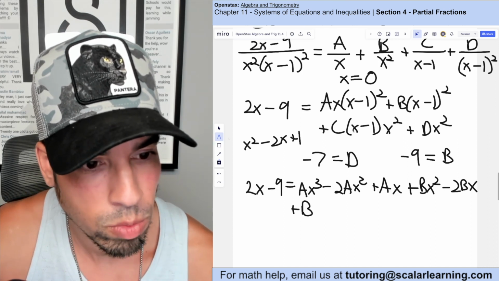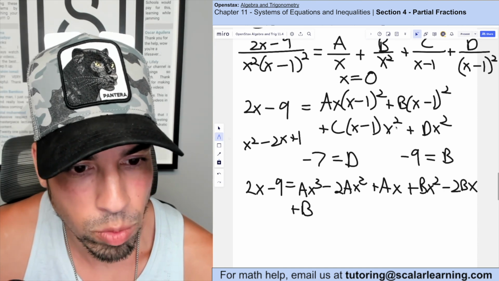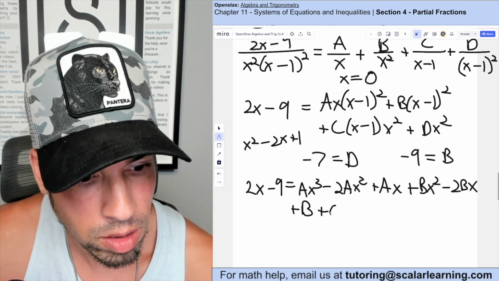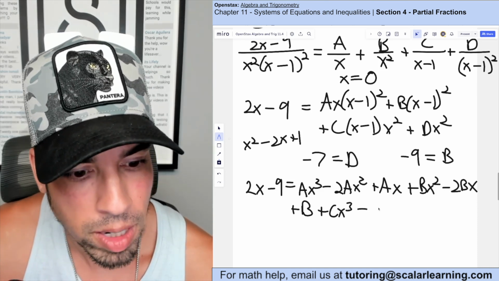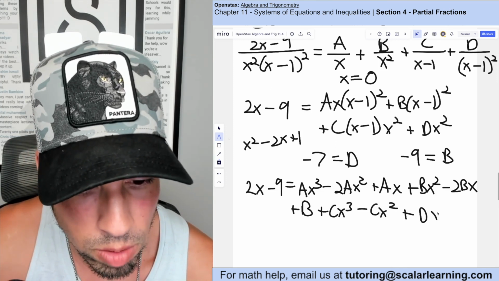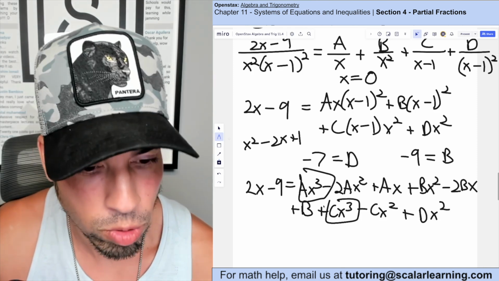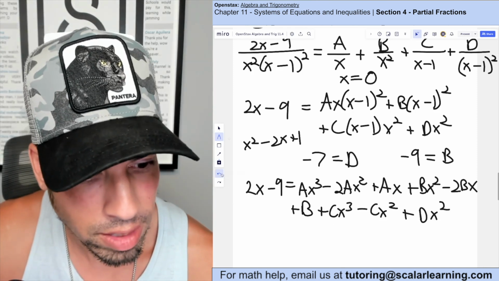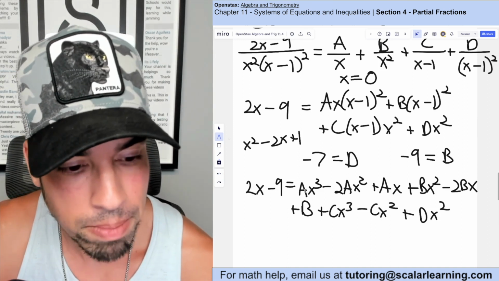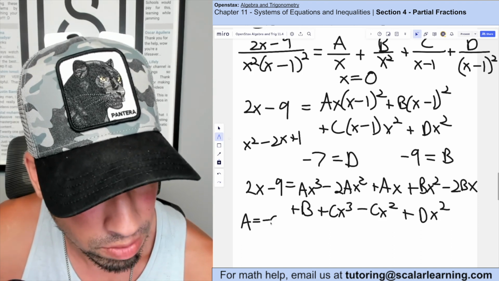And then over here, we've got C times (x minus 1) times x squared. So we distribute that x squared in. It's x cubed minus x squared. So it's Cx cubed minus Cx squared, and then last but not least, plus Dx squared. So if I look at the x cubes, okay, I got Ax cubed and Cx cubed. Those are the only two. But when they add together, they should cancel out because there is no x cubed on the other side. So that means that they're opposites, right? A, therefore, equals negative C, or vice versa.